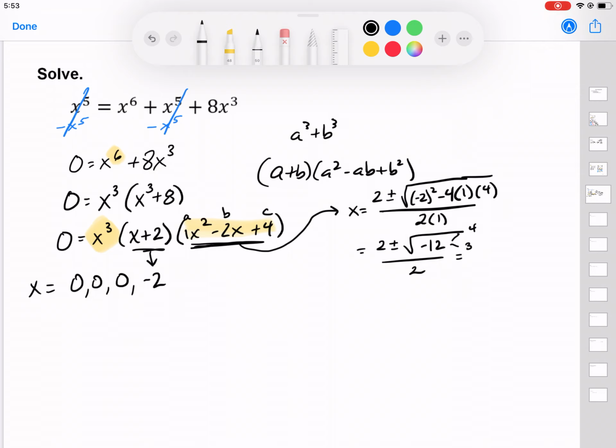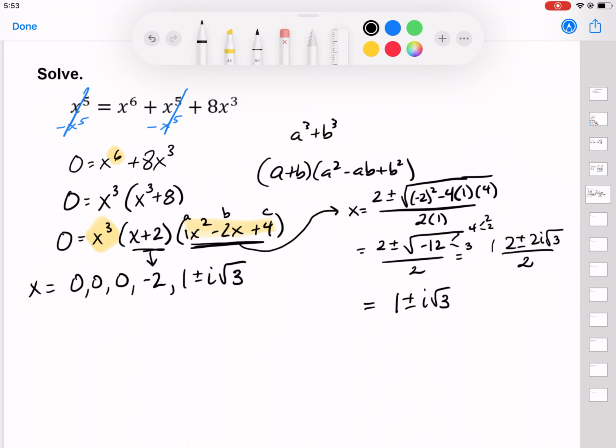4 is a perfect square. You can also break it down to 2 and 2, so you have your little pairs. But this simplifies down to 2 plus or minus, there's a negative, so 2i square root of 3. So that negative under the square root, just make that an i, and then that's all over 2. And then last but not least, since every single factor in the numerator is divisible by 2, I'm going to divide everything by 2. So I have 1 plus or minus i square root of 3 as my answer.